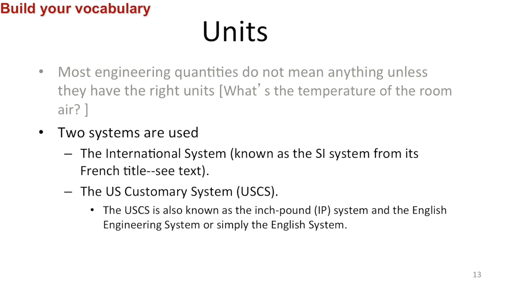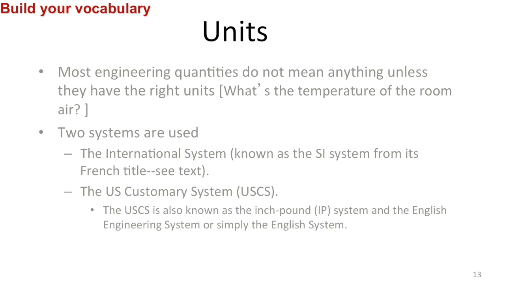Now, when we talk about units, there are two systems that are commonly used in the world. The most widely used system is the so-called international system, also known as the SI system from its French title. The other system that's also widely used, mostly by engineers in the US, is called the US customary system, USCS, which is also known as the inch-pound system, or the English engineering system, or simply the English system, even though it's not used in the UK.